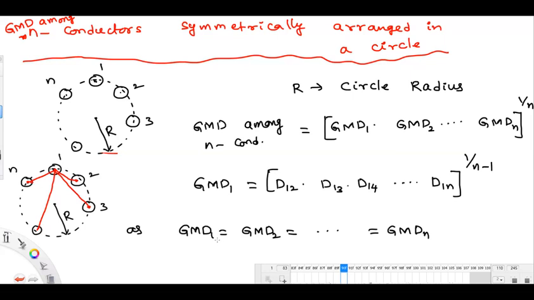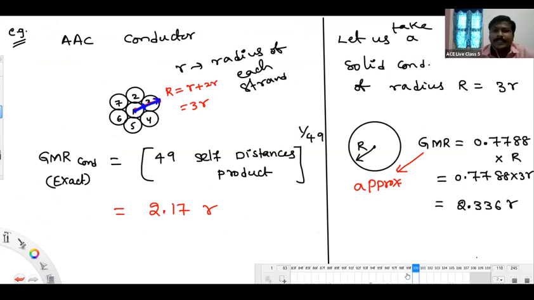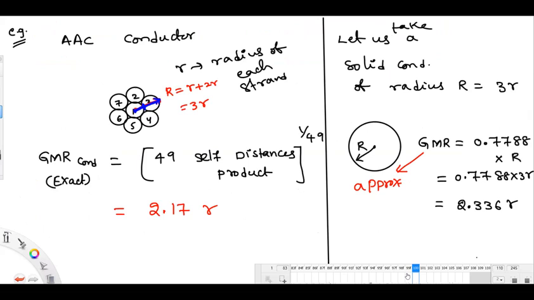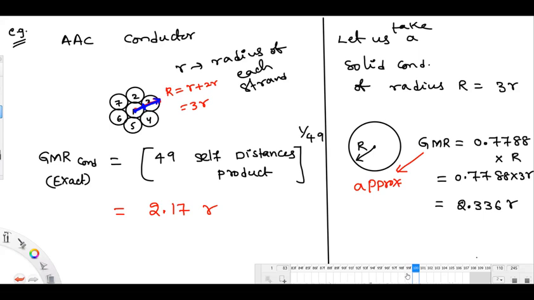Gautami. Hello, sir. Tell me, Gautami. Sir, here ACSR conductor means we are dividing conductors into different conductors. What's your doubt exactly? ACSR we already discussed in the previous classes, right? Yes, sir. I'm asking the difference between solid, ACSR and bundle conductors.